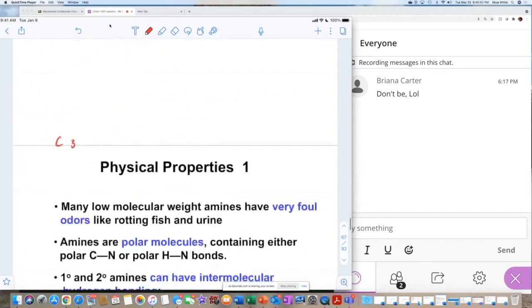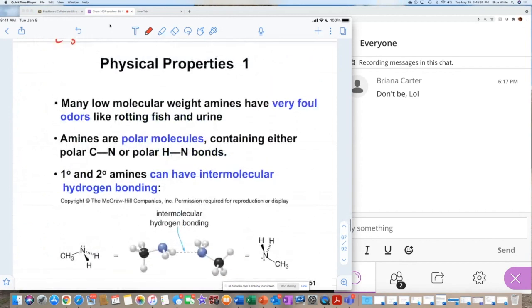We can now move on to physical properties, okay? So this is saying right here, many low molecular weight amines have a very foul smell. We mentioned this before. Amine has that fishy smell. It smells like rotting fish and urine.